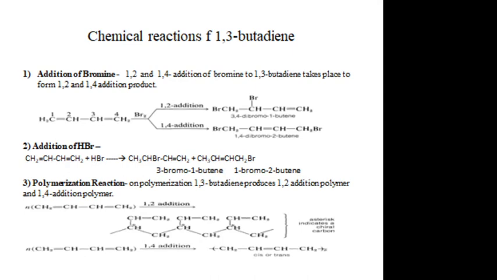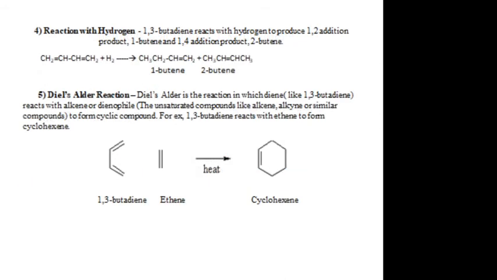The third kind of chemical reaction of 1,3-butadiene is polymerization, where we again get two types of polymer. One is the 1,2 addition polymer, another is the 1,4 addition polymer. The fourth reaction is the reaction of 1,3-butadiene with hydrogen. Here also we get two products, 1-butene and 2-butene, as a result of 1,2 and 1,4 addition. And the last reaction is the Diels-Alder reaction.